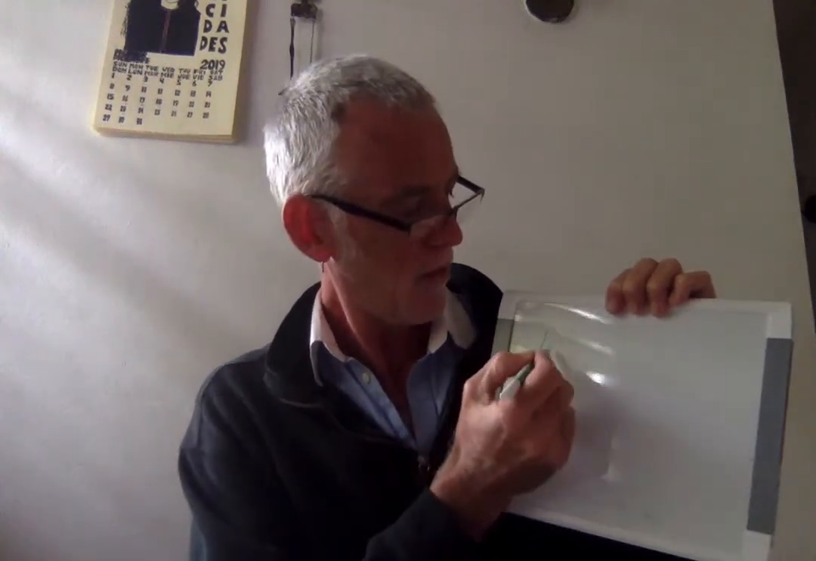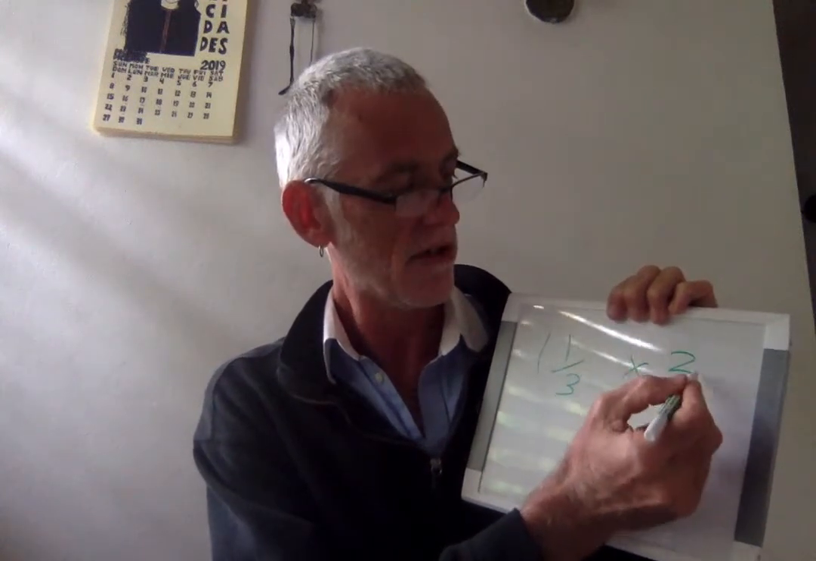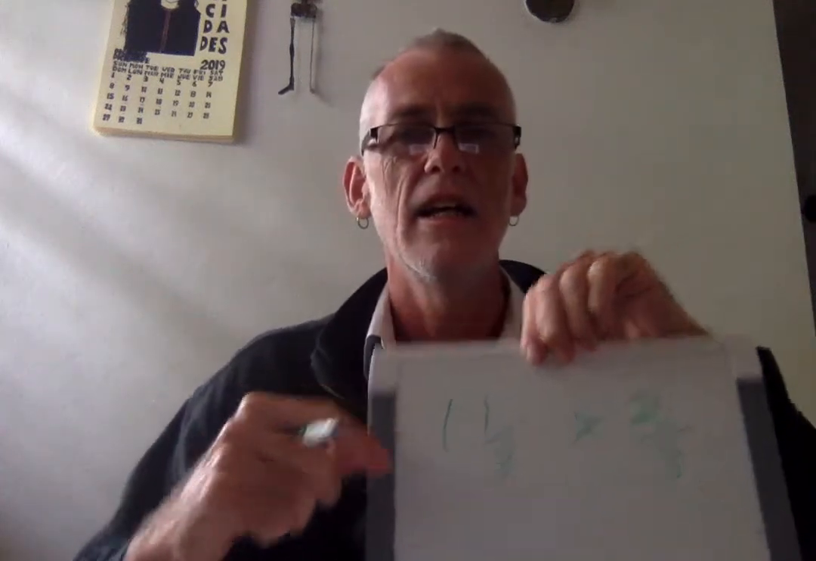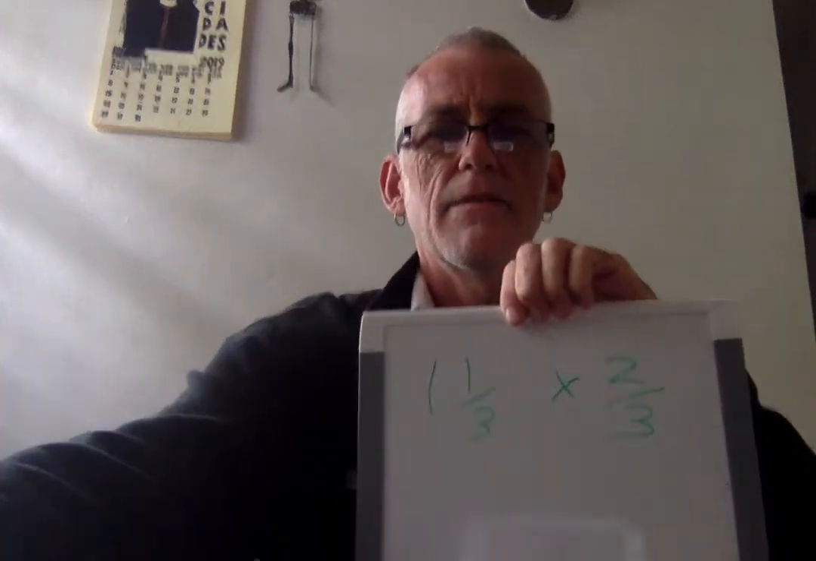Number 2 on page 747. Multiply, write in simplest form, as always. Green. 1 1/3 times 2/3. 1 1/3, let's change that.